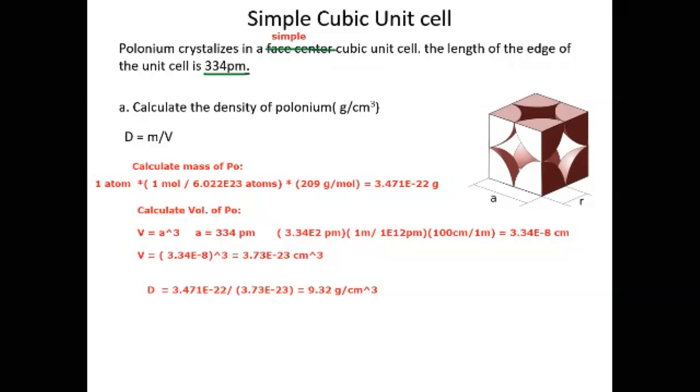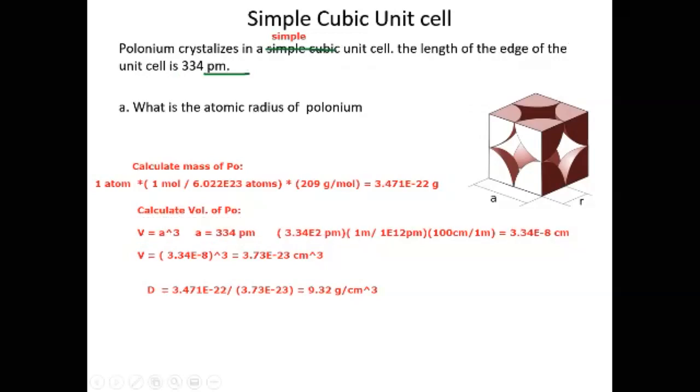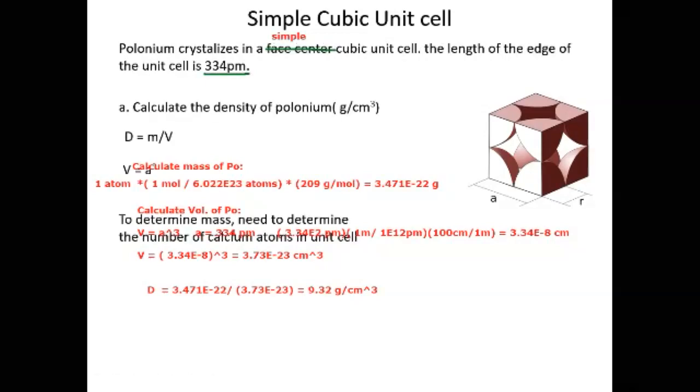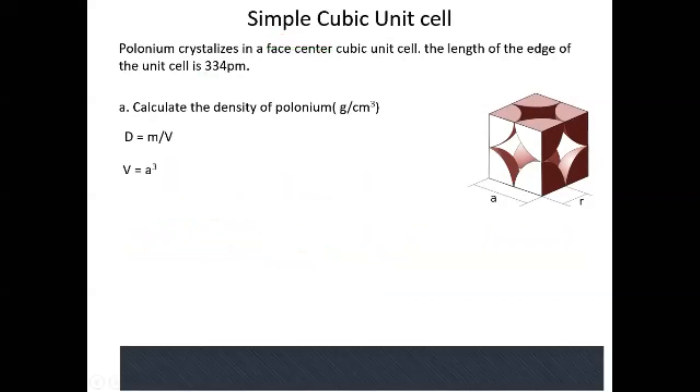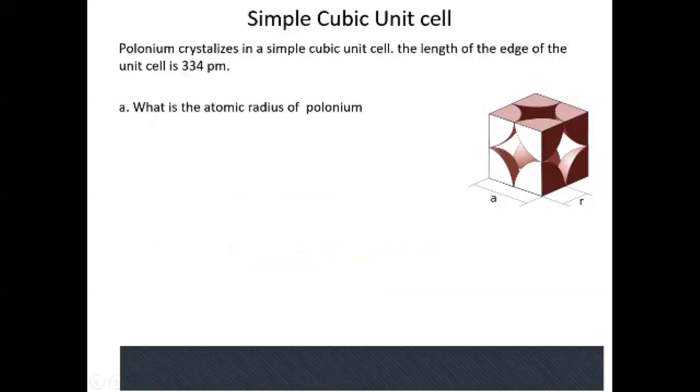Let me see for the next question. All right, let me go back. So now we're going to look at how do we calculate the radius of the polonium atom. Let me clear all drawings. So again, we're dealing with polonium. We know that it crystallizes in a simple cubic unit cell. The length of the A-axis is 334 picometers. What's the atomic radius of polonium?